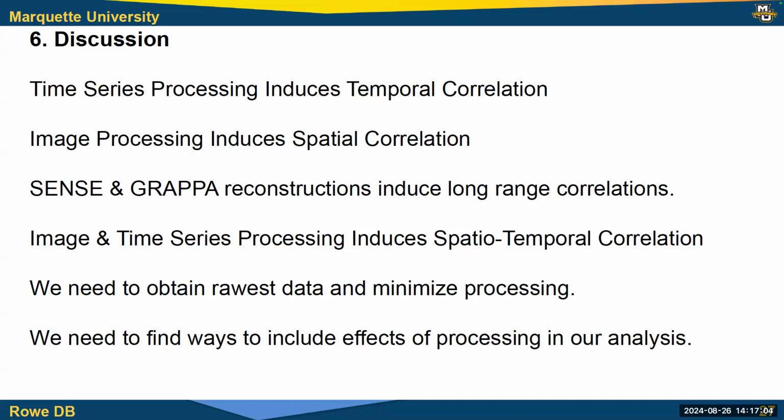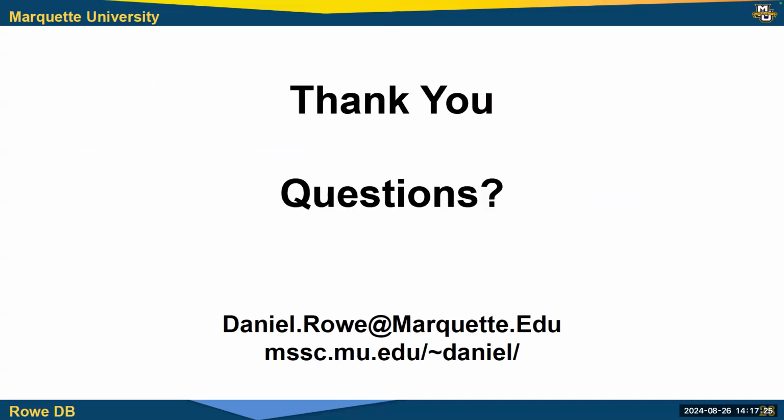We need to obtain a rawest form of data to see what it's like without any image processing, and with image processing, do the minimal amount of image processing possible, right? And of course, the topic of the next talk is to find ways to include or remove or account for these image processing effects. So, thank you, everybody.